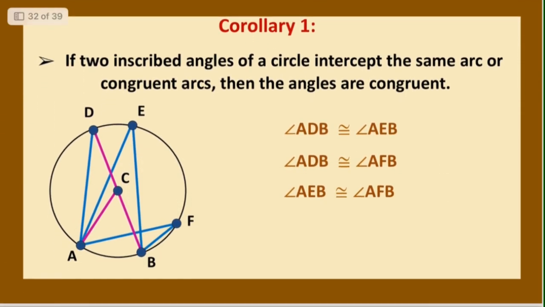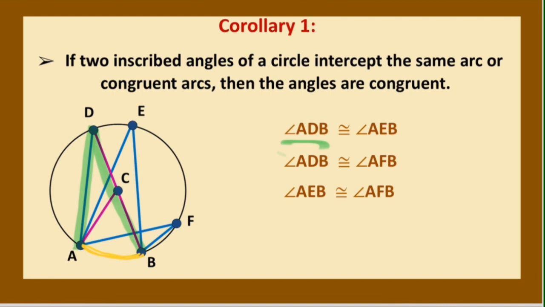Now we're here. Corollary 1. If two inscribed angles of a circle intercept the same arc or congruent arcs, then the angles are congruent. I know the answers are on the right side already, but for some that are having a hard time with this one, let's start with ADB. Okay? So ADB is an inscribed angle. Its intercepted arc is none other than AB. Do you guys agree with that?